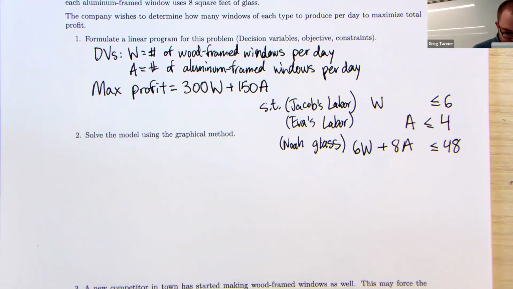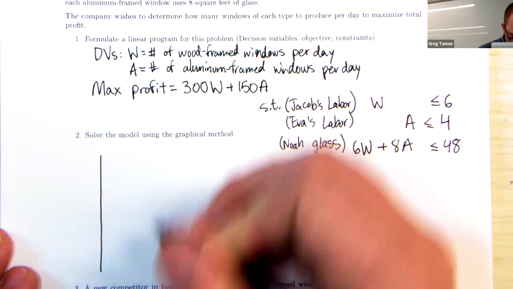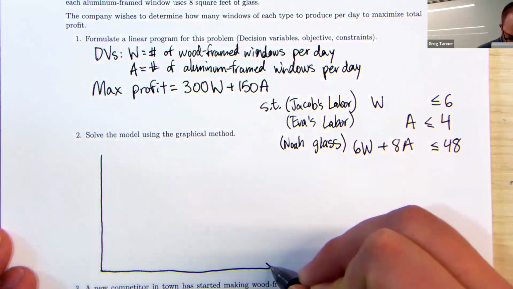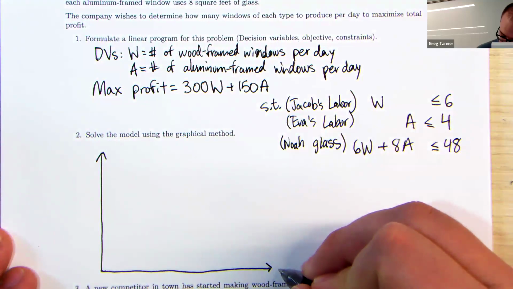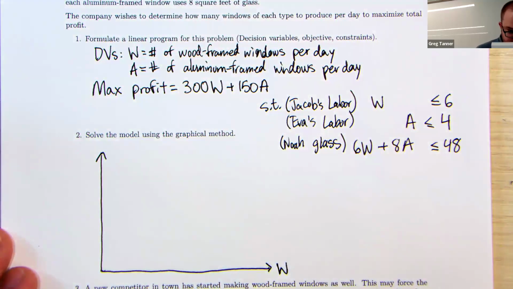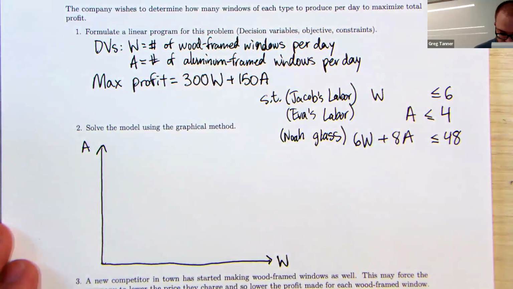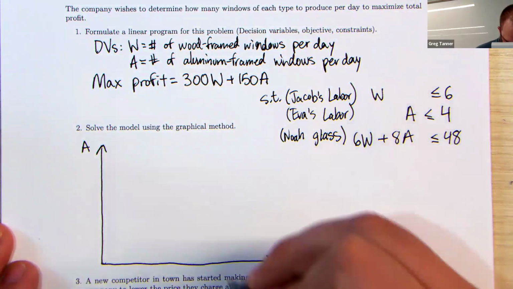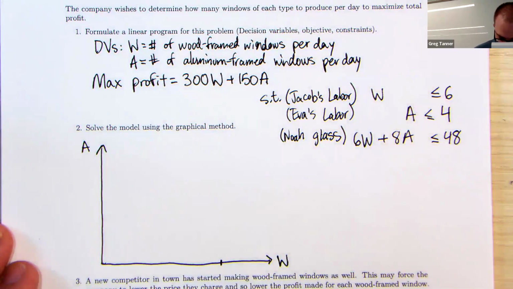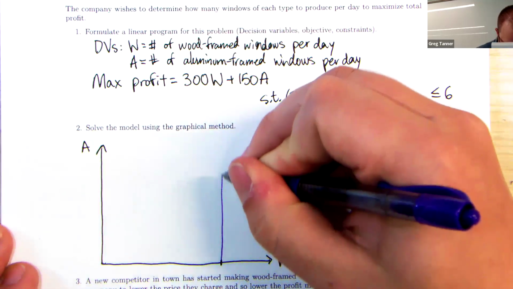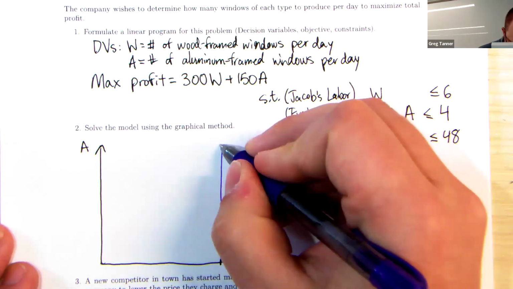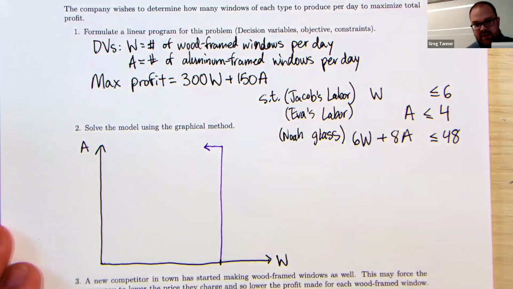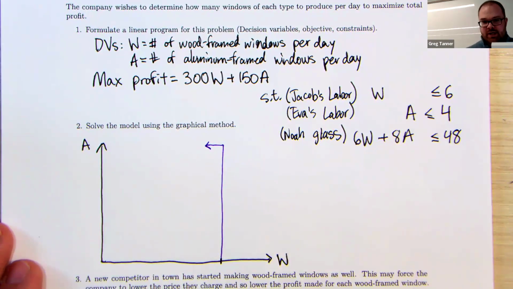So drawing a picture of this, and we'll follow up in Desmos as well. I'm going to put wood framed on the x-axis, aluminum framed on the y-axis. Let's start off with our first constraint at 6. So let's do 6 wood framed windows there, and I'll do that one in blue. And we need to be less than or equal to 6, and so I'm going to put an arrow on that, pointing that we need to be to the left of that line to fulfill Jacob's labor constraint.